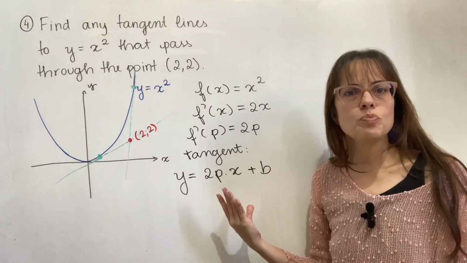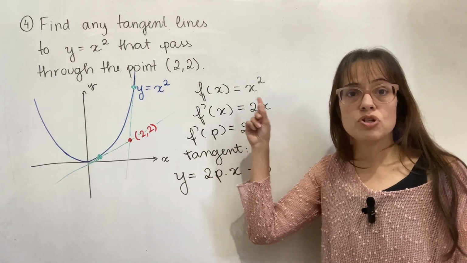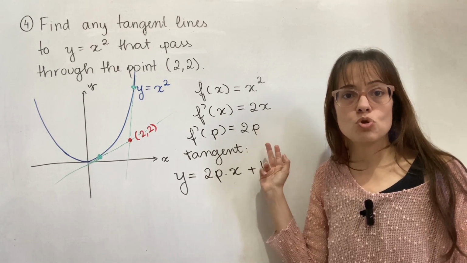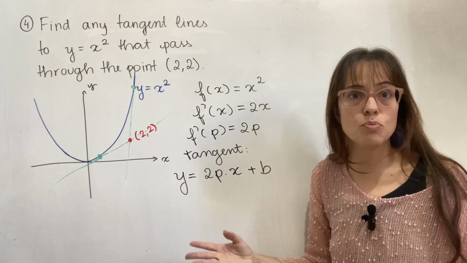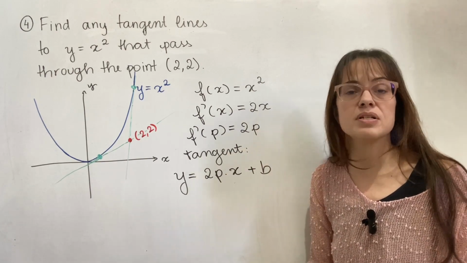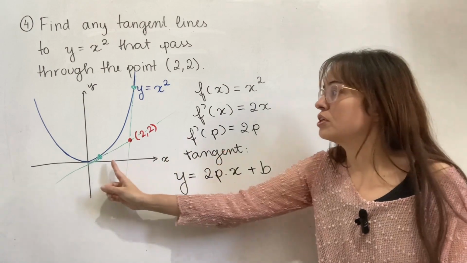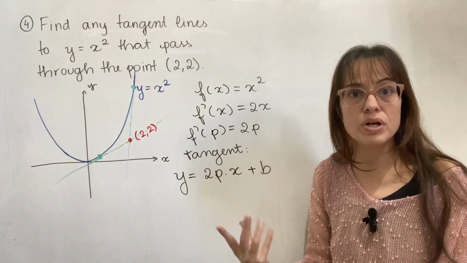So I'm going to do pretty much the same thing as I did in the previous one. The function is x squared, the derivative is 2x. Then I'm switching between talking about x or p for the same reasons that I described before, because x is the independent variable and p is the x coordinate of the points that I am looking for, which are the two green points.